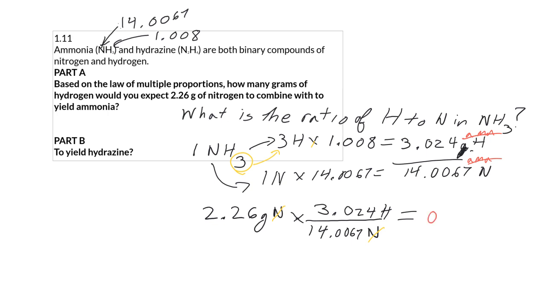And that gives me 0.487926 on my calculator. So sig figs: 3 sig figs here, so our answer should have 3 sig figs, 1, 2, 3. So our best answer is going to be 4.88 grams of hydrogen.